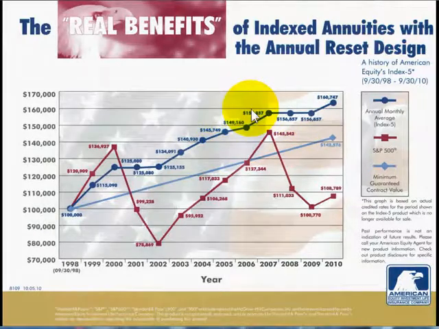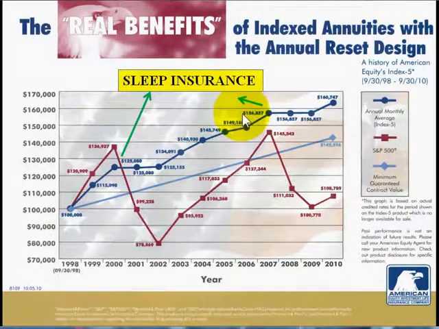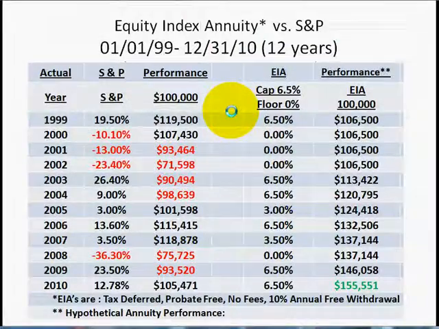So this is very good. It's very safe. We also call it sleep insurance because you know that you can't lose money. You get some of the market gain and you get none of the loss. That's how the basic annuity works. And this is the same idea in spreadsheet form. This compares $100,000 put into the equity indexed annuity or an S&P 500 fund on January 1st, 1999, and what it's worth on December 31st, 2010.